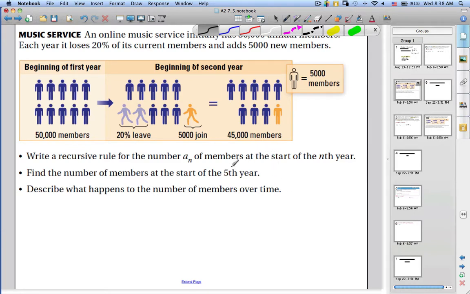So we'll write our recursive rule, and then we'll go through the iterative process to build out the sequence to the 5th year and see what happens. Okay, but before we do that, let's work a little bit with recursive rules.